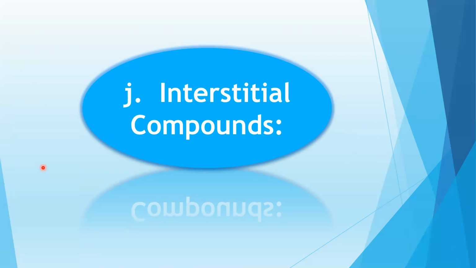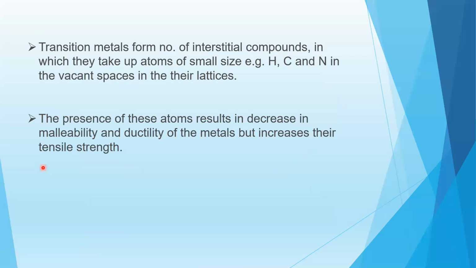Interstitial compounds. What are interstitial compounds? Transition metals form a number of interstitial compounds in which they take up atoms of small size, for example hydrogen, carbon, nitrogen, in the vacant spaces in the lattices. What is a lattice? A particular, definite arrangement of molecules.